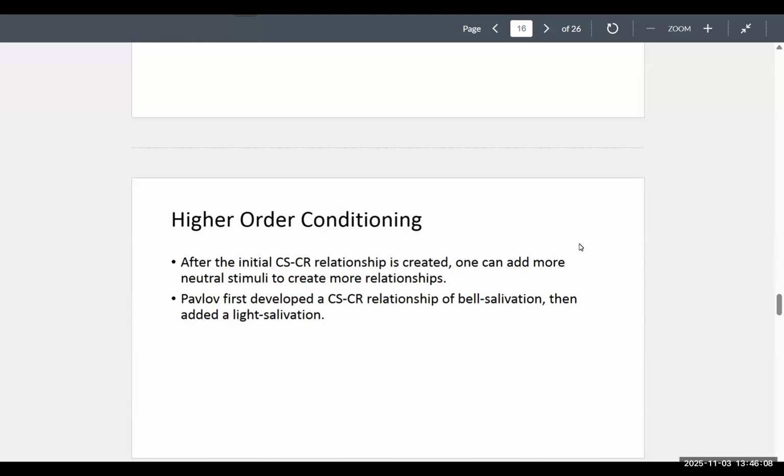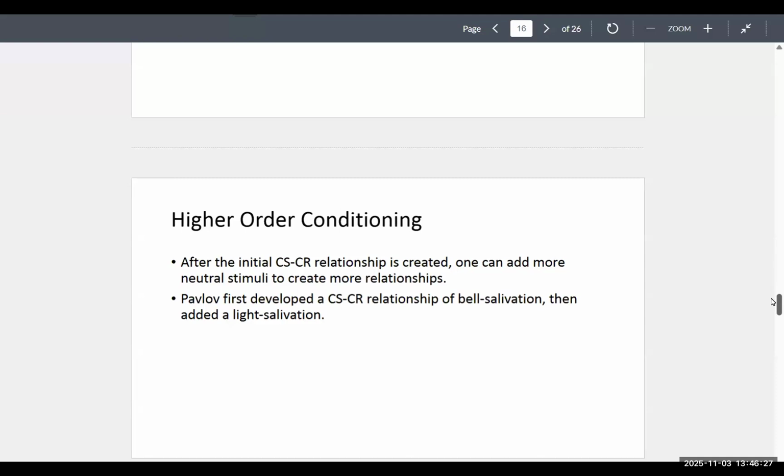Higher order conditioning is that after the initial CS-CR relationship is created, you can start to add more relationships by adding more neutral stimuli. So it becomes almost like a web of CS to CRs and multiple CSs to CRs.